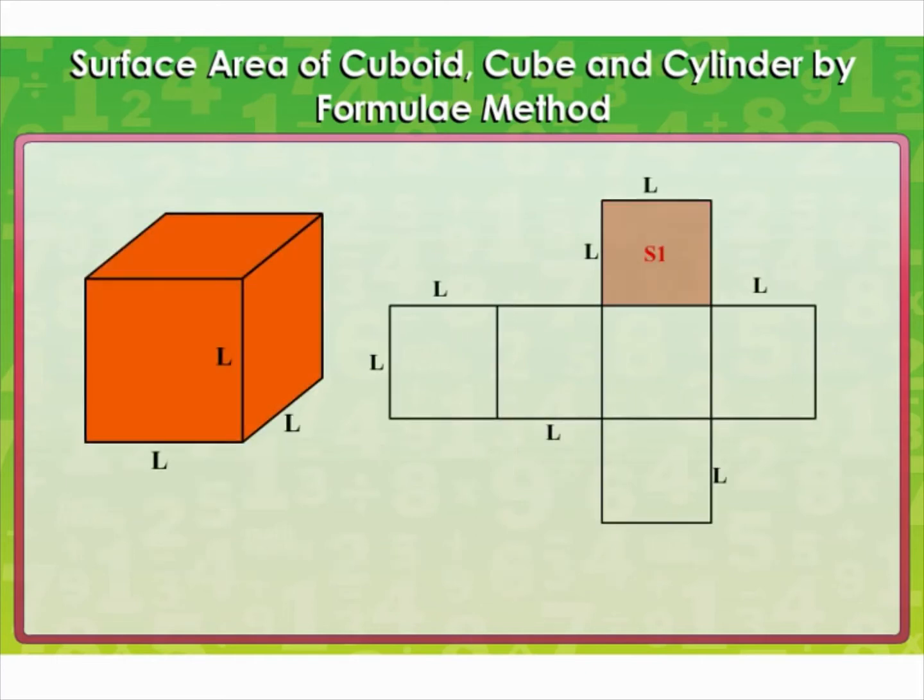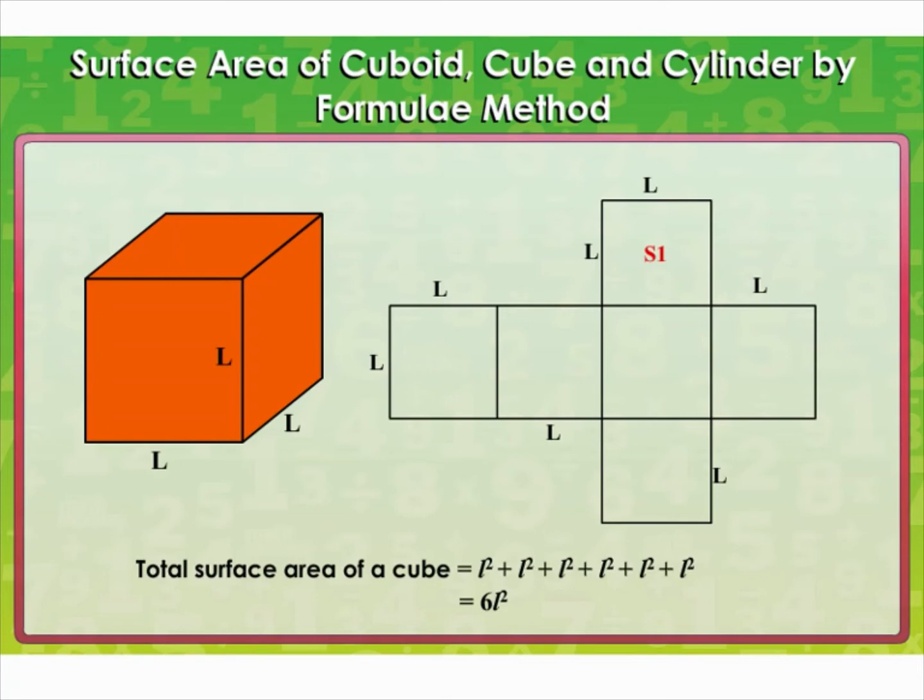Every cube can be split into 6 equal squares. Let us take each square to have side L. Therefore, the area of a square is L square. Hence, the total surface area of the cube is 6 into L square.